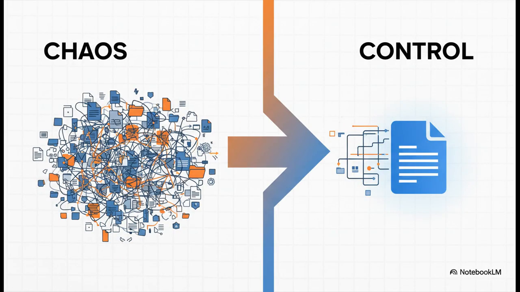And that's the whole point. This is how we go from informational chaos to verifiable control. It's about moving beyond just endlessly searching for things and stepping into a new era of focused, grounded synthesis.